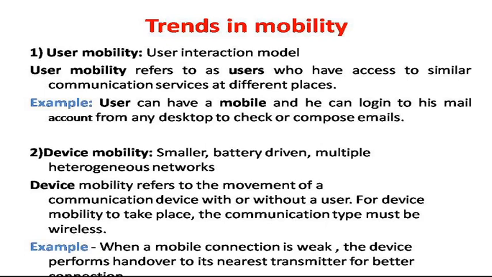An example is when your mobile connection is weak. The device is handed over to the nearest transmitter for a better connection. If we have weak signals in our area, it will check for a nearest transmitter which has stronger signals, and our signals are diverted to that transmitter. That is an example of device mobility.